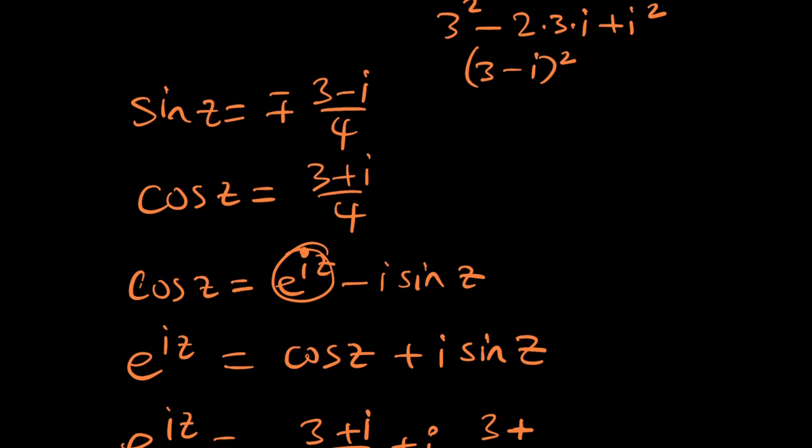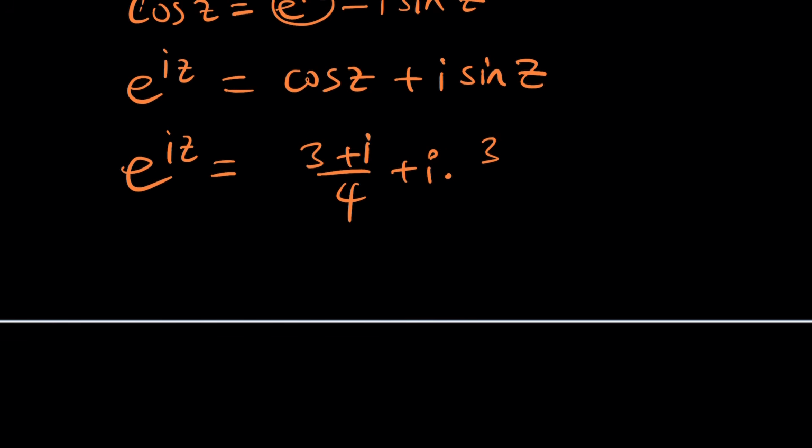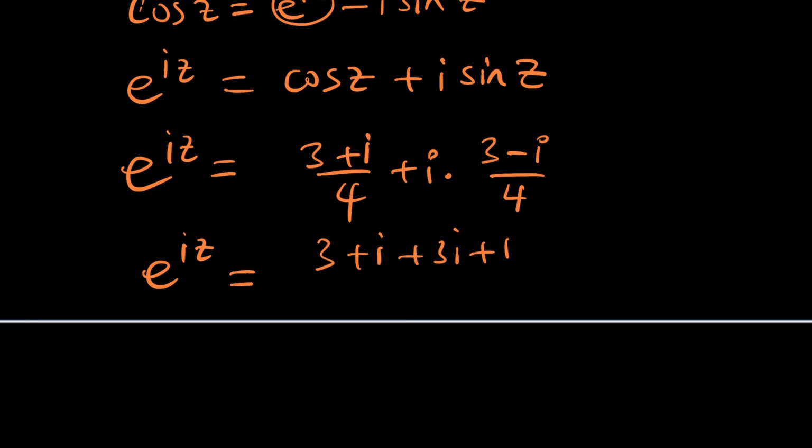Which one has the plus sign? Okay, 3 minus i over 4. There's always a minus sign here. Let's see what this turns into. Since we have a common denominator, we can write this as 3 plus i plus 3i minus i squared, which is plus 1, divided by 4. This is actually 4 plus 4i divided by 4, which is 1 plus i. Aha, I think we're onto something, aren't we?